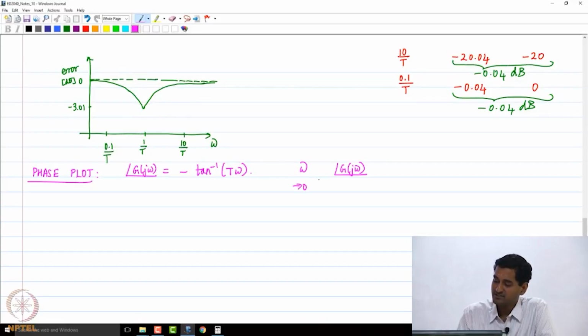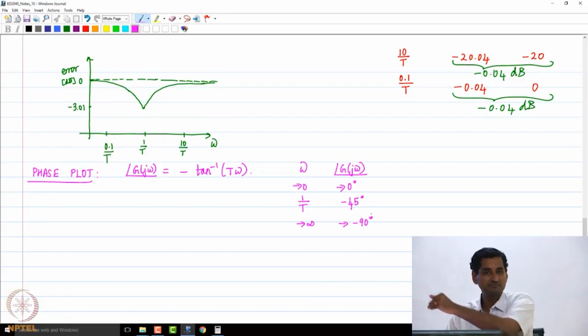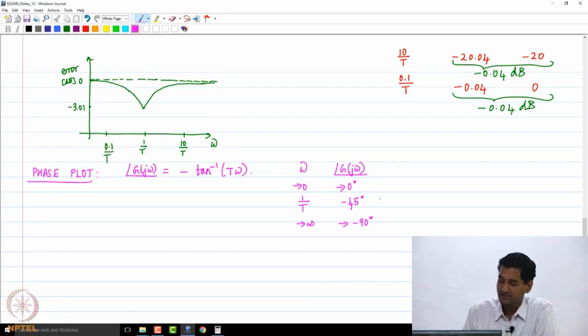As omega tends to 0, the phase tends to 0 degrees. When omega is 1 by T, which is the corner frequency, what is the phase? It is going to be minus 45 degrees, right? So you are going to get minus tan inverse of 1. And as omega tends to infinity, the phase will tend to minus 90 degrees. So it's a smooth curve, right? That's what is going to happen. If you plot the phase plot, this is what is going to happen.